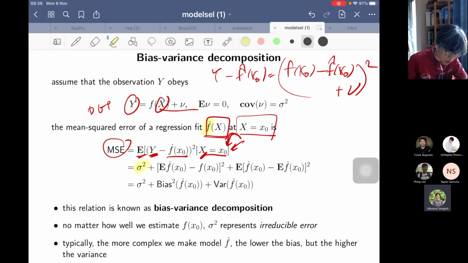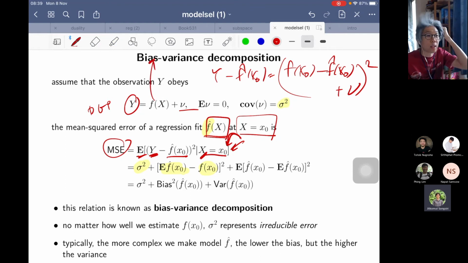The first term is the noise variance, sigma square. The second term says the expectation of f hat at x0, minus f of x0. F of x is the true relationship between y and x. So it's a deterministic function, but the input x can be random. So this is the mean of your output.